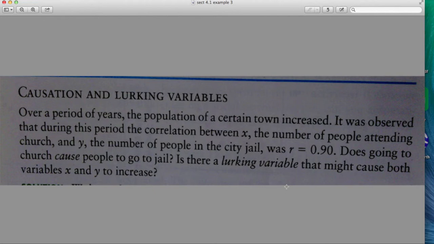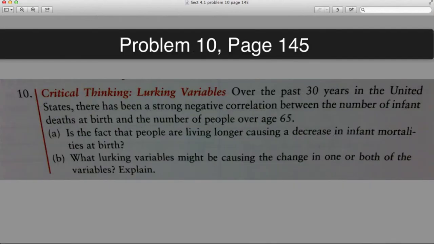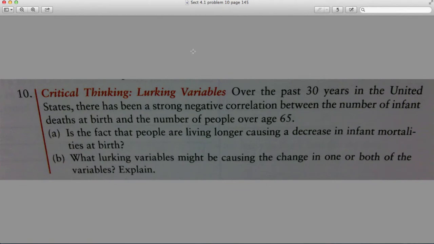Let's go on to problem number 10 on page 145. Over the past 30 years in the United States, there has been a strong negative correlation between the number of infant deaths at birth and the number of people over age 65. A. Is the fact that people are living longer causing a decrease in infant mortalities at birth? And B, what lurking variables might be causing the change in one or both of the variables?